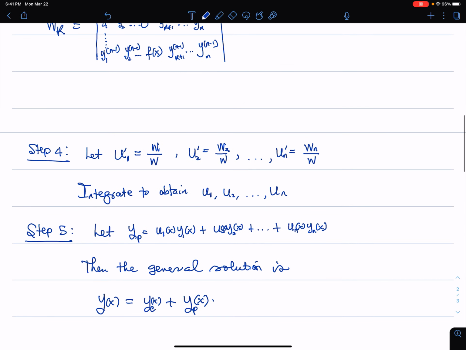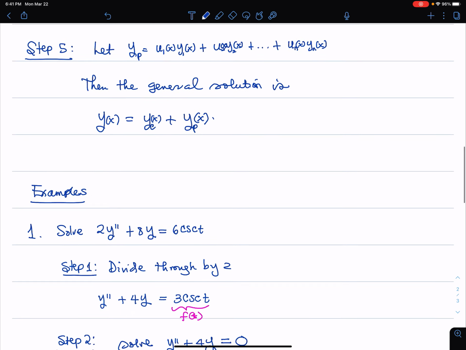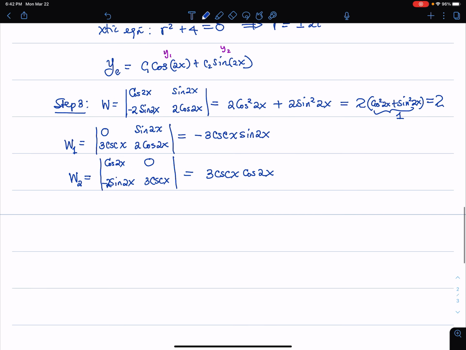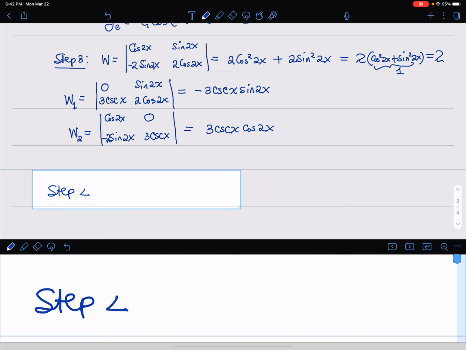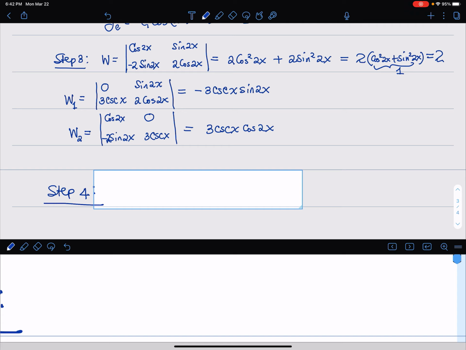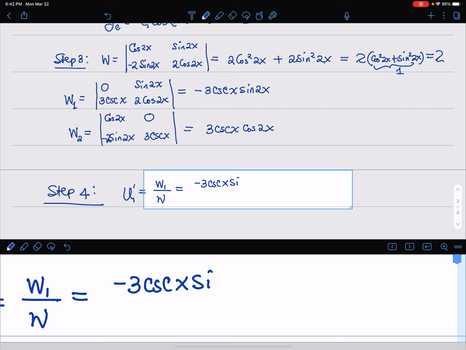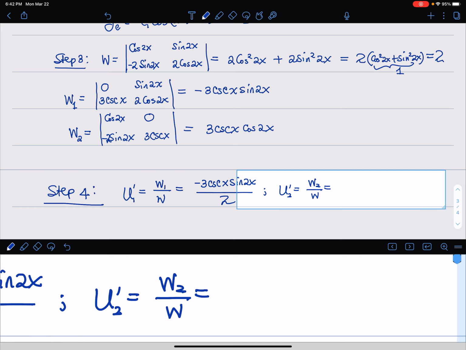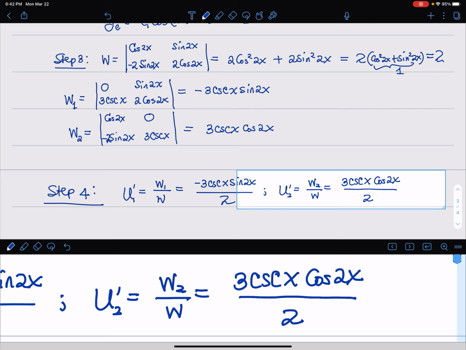So the u's, that's step 4. You can call it whatever you want. u1 prime is w1 over w. So u1 prime is equal to negative 3 cosecant of x sine of 2x all over 2, and u2 prime is w2 over w, which is equal to 3 cosecant of x cosine of 2x all over 2, I think.